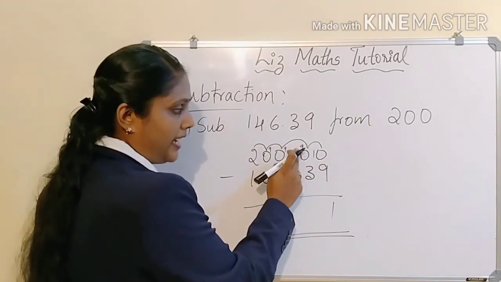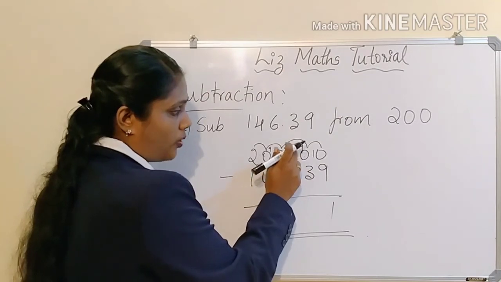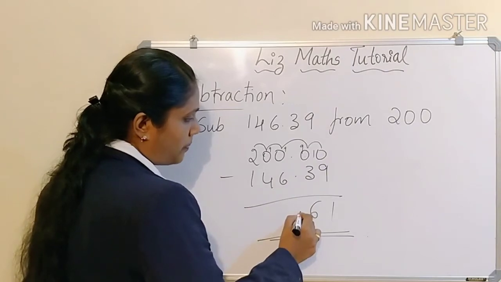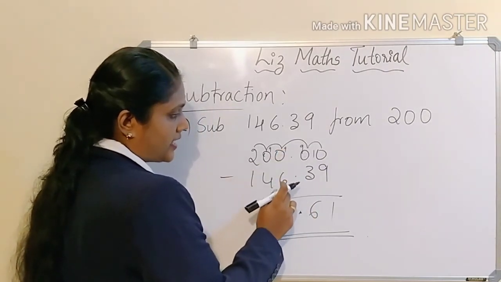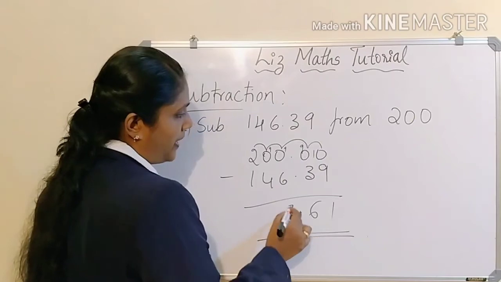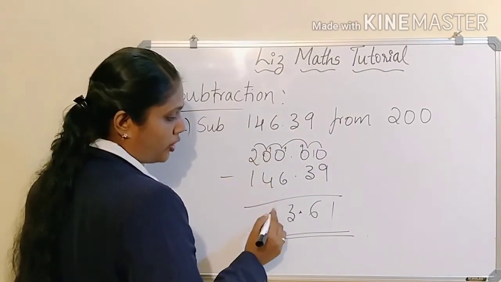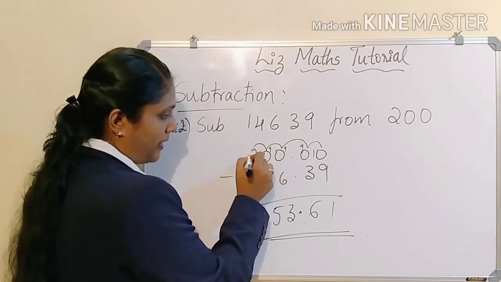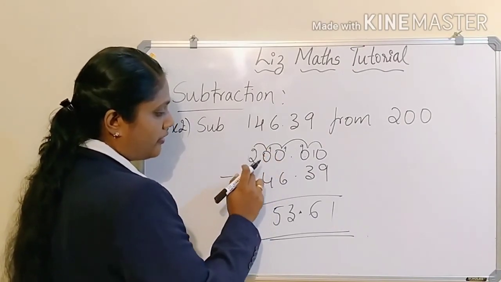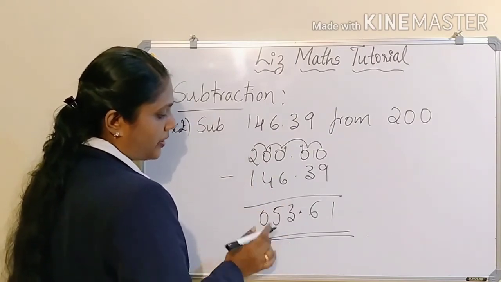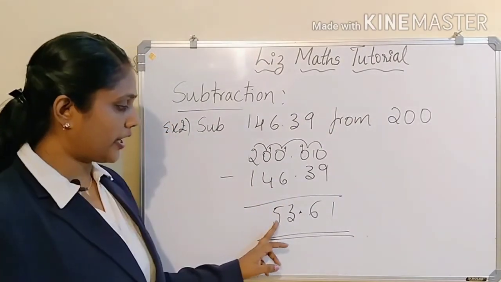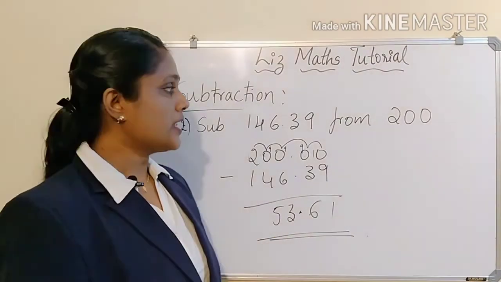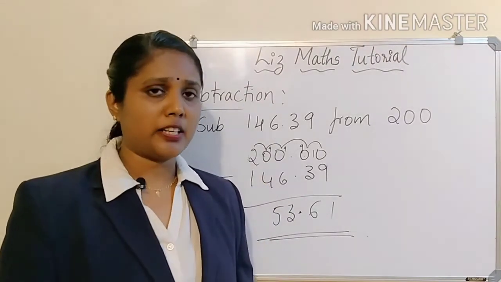Then here remaining 9. Oh, it's not 0, 9. See, from 9, 3 goes 6. Then put the decimal point. From here again, here 9, 6 goes 3 remaining. Then from 9, here 4 goes 5 remaining. And here 1 you have taken. So the remaining is here only 1. From 1, 1 goes 0. So there is no need of writing the 0. You can write it as 53.61 as the answer.